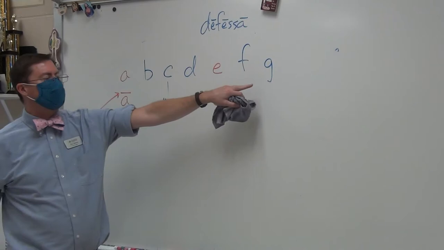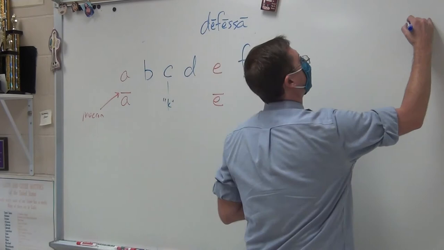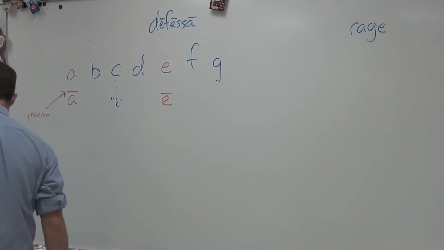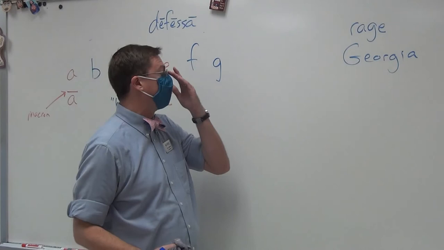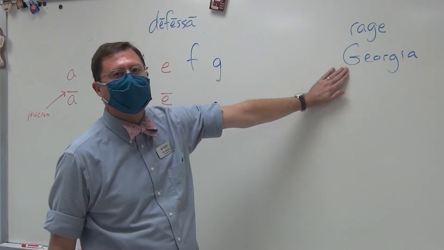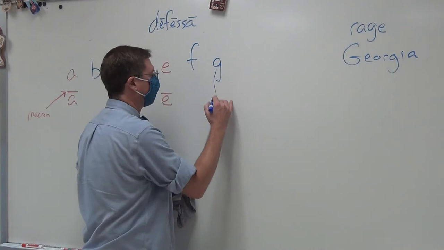So again, if I were to write this word in English, we would pronounce it as rage, with a j sound. Or our state, Georgia. But in Latin, those words would be pronounced as rage, rage, and Georgia. Ga, ga, ga, ga. So again, they're always a hard sound.